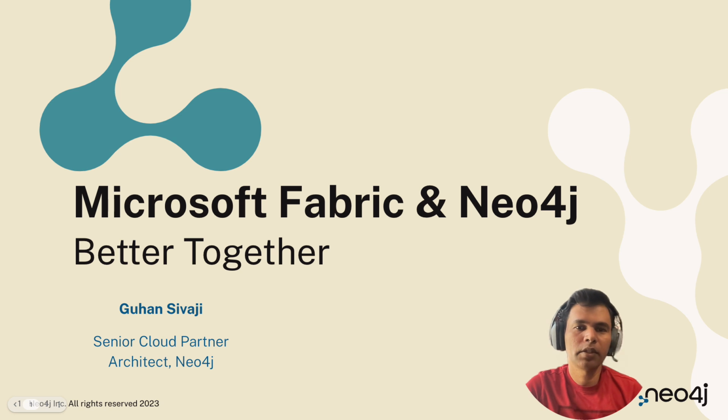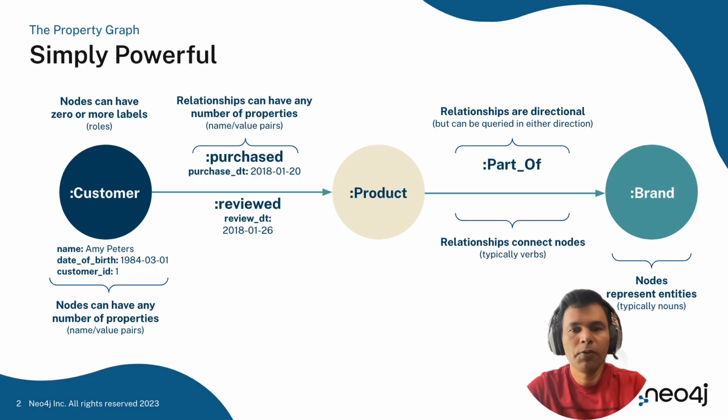Hey there, welcome to this short demonstration showcasing how Neo4j, the number one graph database, utilizes Fabric OneLake API to seamlessly load data from OneLake directly into Neo4j graph database. Neo4j is a leading graph database platform that enables organizations to model, store, and query complex interconnected data with ease.